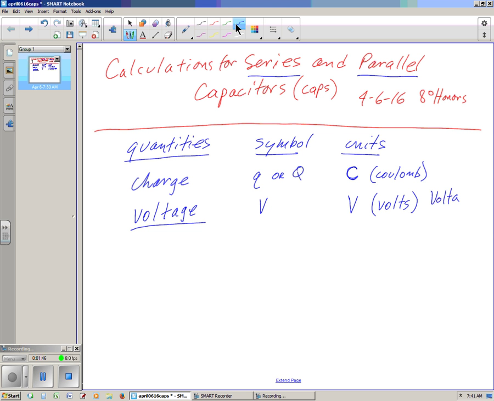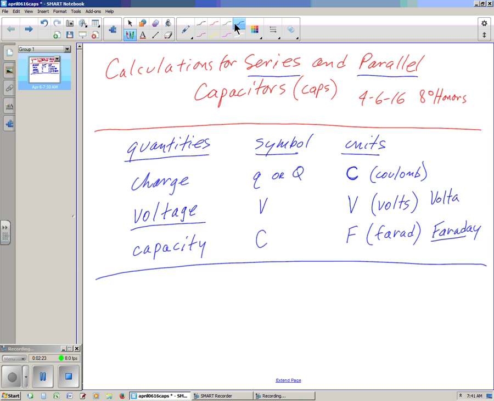The next one has to do with capacitors, and that is capacity. This is not quite the same as volume, but it's sort of like it. The symbol for that is capital C, and the units on that will be the farad, capital F. It's spelled lowercase f-a-r-a-d. This is named after a British scientist by the name of Faraday, and because his name was so long, they just shortened it to farad instead of Faraday.